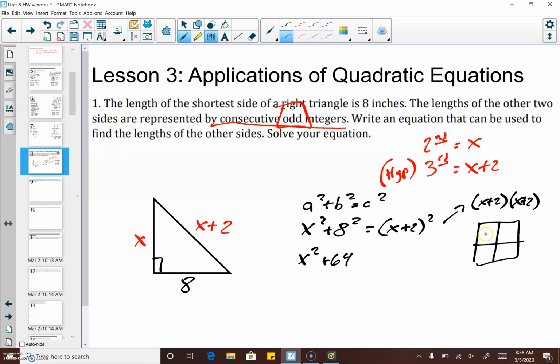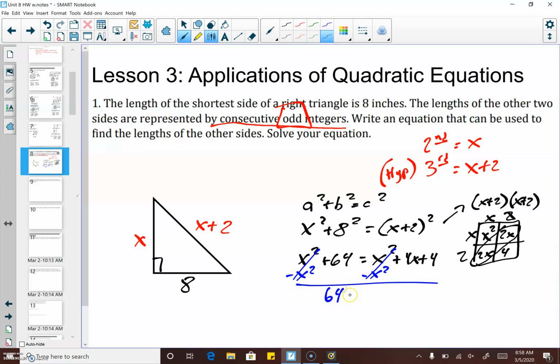Which means we want to multiply it out in our boxes. So x plus 2, we get x squared, 2x, 2x, and 4. And then we will add our like terms together. So when we get that, we get x squared plus 4x plus 4. Now, normally we'd want to set this equal to 0 when we see our x squareds and x's in the same problem. But the thing is, when we subtract our x squared on both sides, they cancel. And then we end up with 64 equals 4x plus 4.